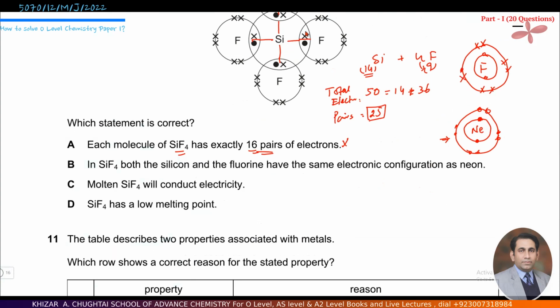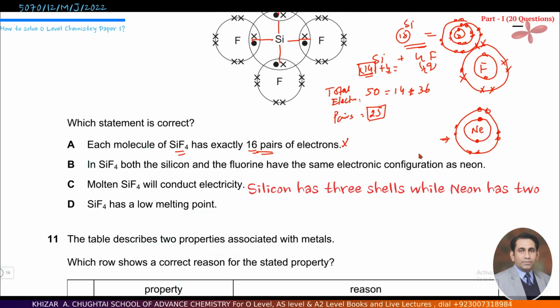But in the case of silicon, overall silicon has 14 electrons and 4 electrons are shared, so it now has 18 electrons. That means it has 3 shells: 2 electrons, then 8 electrons, and the last one again has 8 electrons. So silicon is not obeying the electronic configuration of neon, so it is an incorrect option.